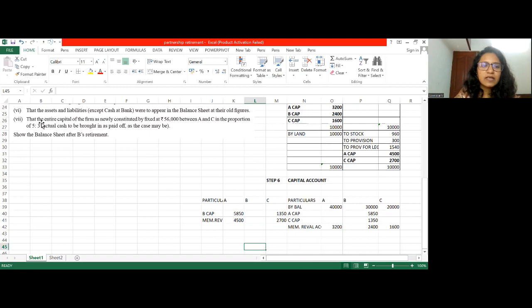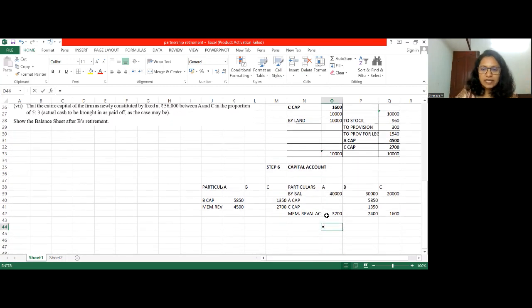But while closing, they have told us the entire capital of the newly constituted firm is 56,000 between A and C in the proportion of 5:3. So the total capital that has to be maintained should be 56,000 and it should be in the ratio of 5:3. So now we'll just balance the account and see if the condition is getting satisfied.